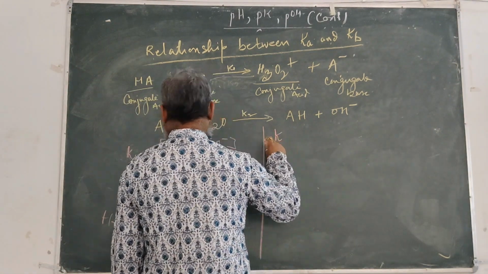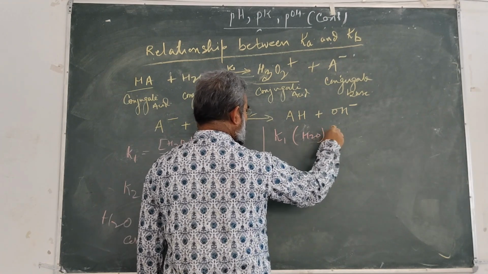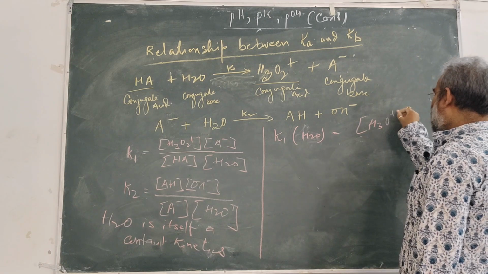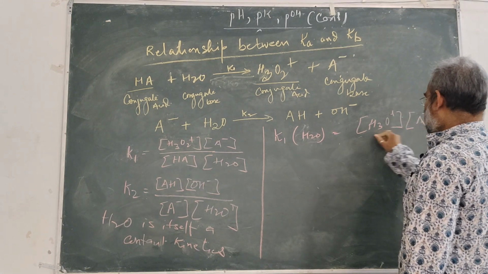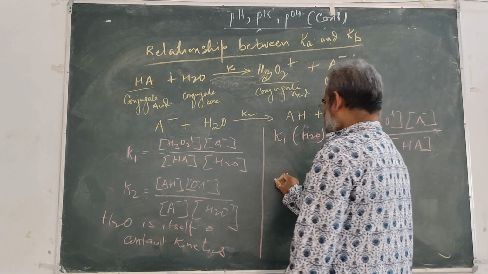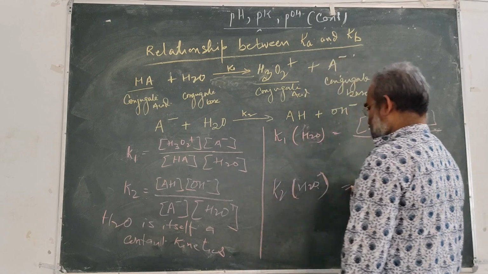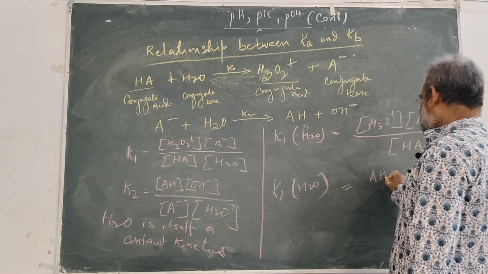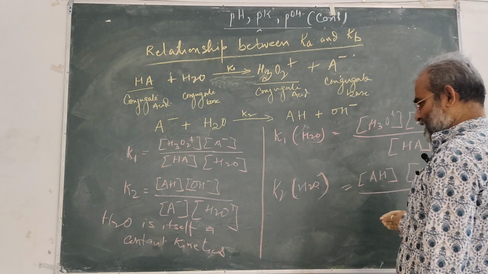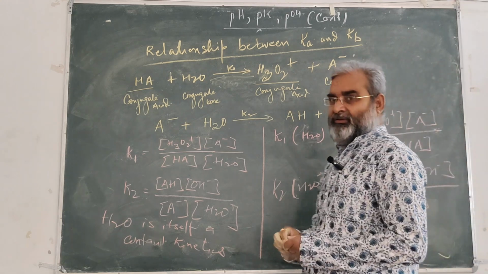Then K1 times H2O, H3O plus A minus over HA, likewise AH OH minus over A minus. Okay?